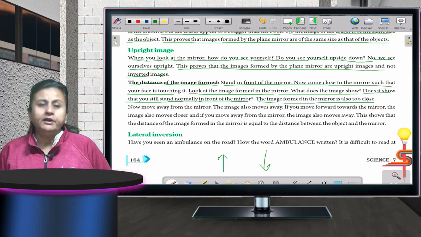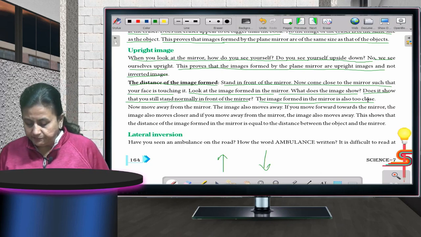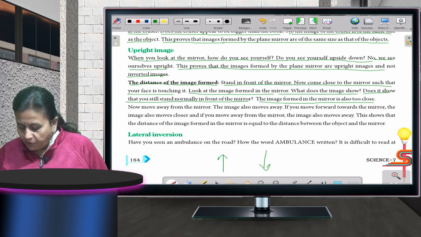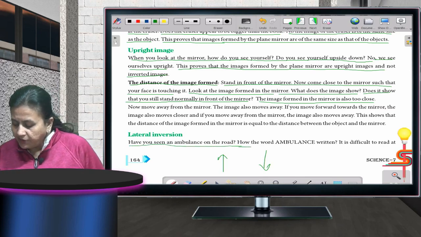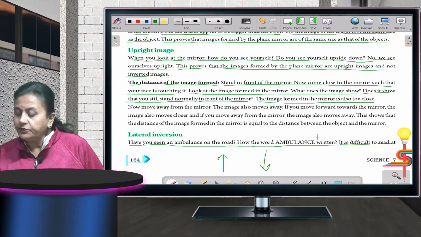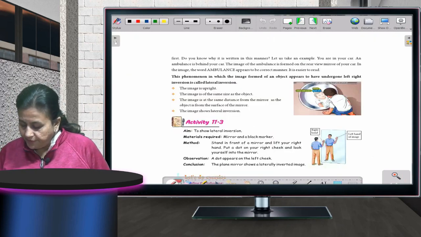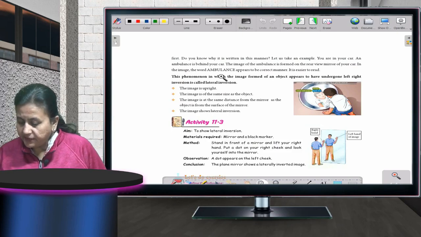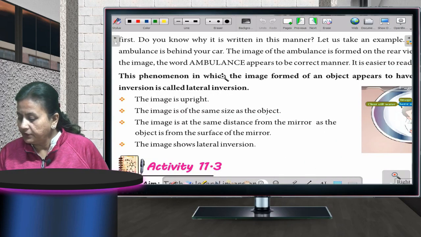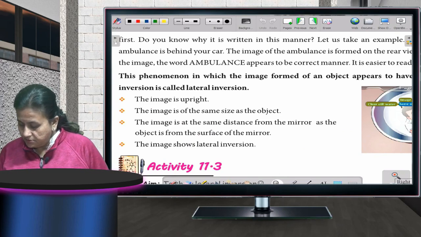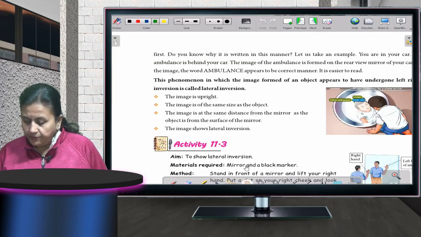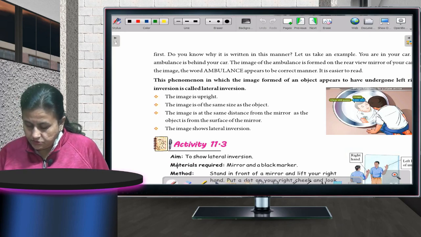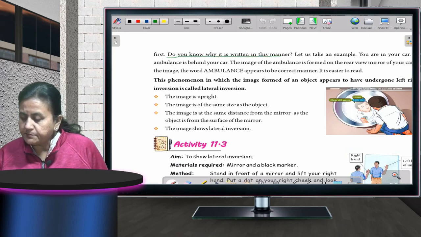Fine, children. Now we'll talk about lateral inversion. This is a very beautiful example which has been described here. Have you seen an ambulance on the road? How is the word ambulance written? It is difficult to read at first. I'm zooming in so that things are more visible. I hope it is okay now. Do you know why it is written in this manner?